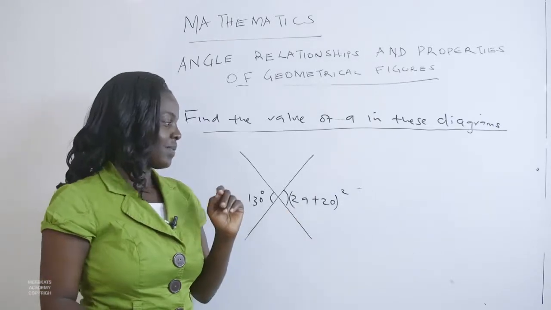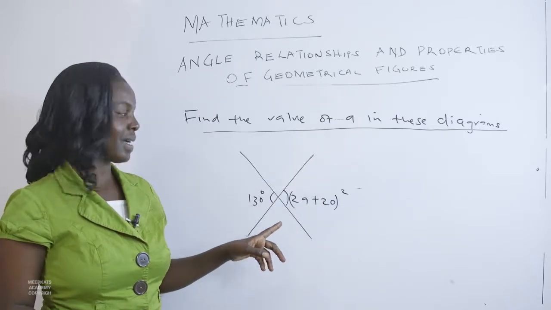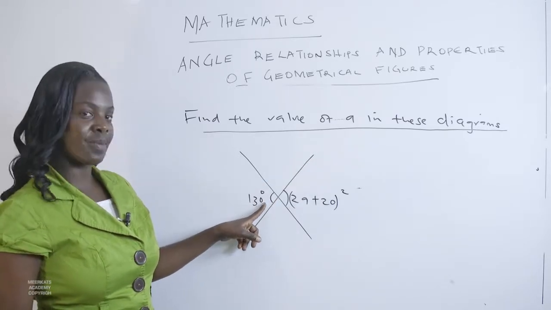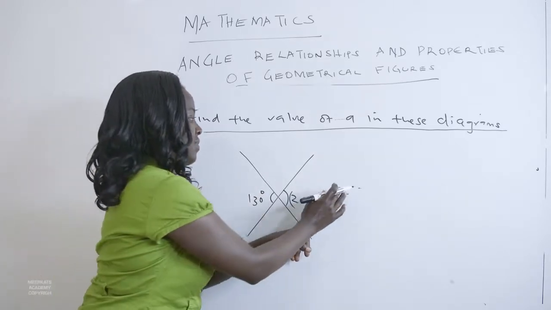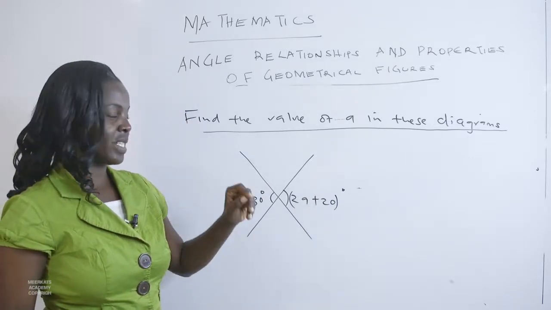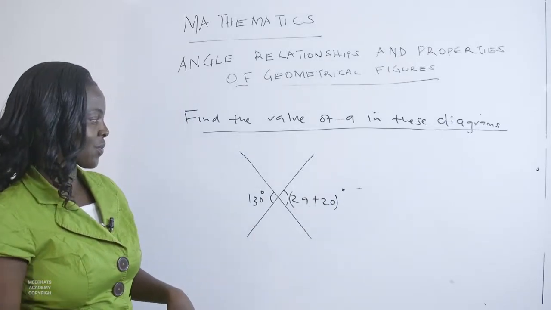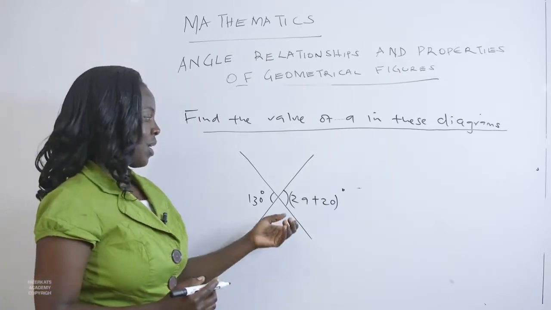So let's look at this other one. We have two lines crossing each other. Then we have an angle that is measuring 130 degrees. Then we have another angle that is measuring 2A plus 20 degrees also. So we are told to find A. How do you go about this?